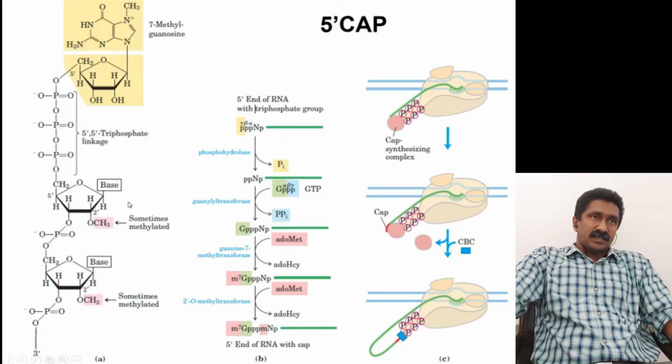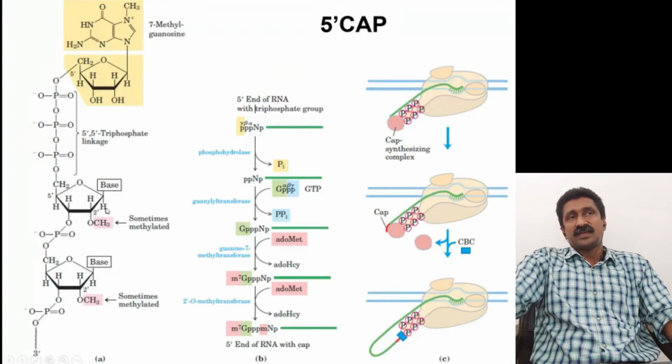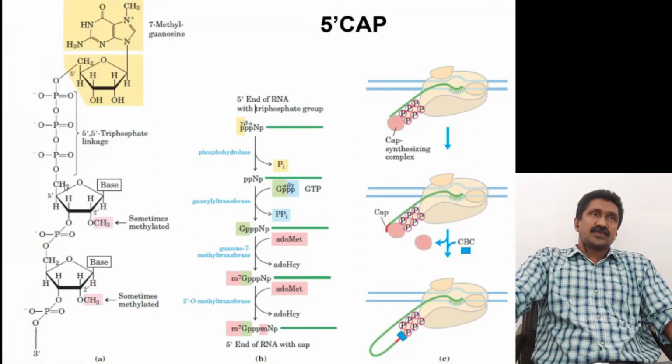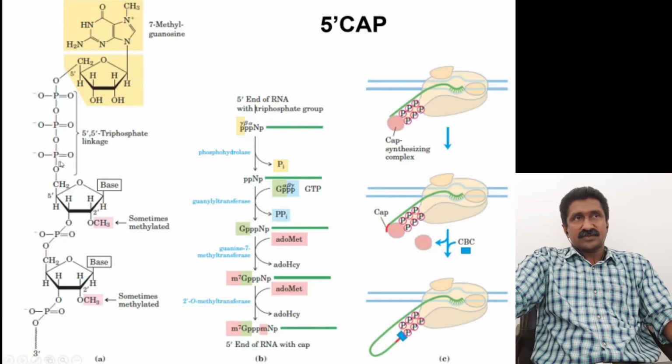Here you can see this end is the 5' end of the RNA. So this is the last base or nucleotide, that is base and sugar, that is present, the 5' end nucleotide of the RNA that is produced. And at the 5' terminal nucleotide, we will have a phosphate group, the 5' phosphate group. So this is the 5' phosphate group.